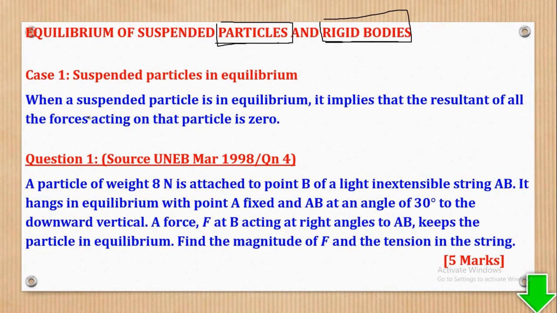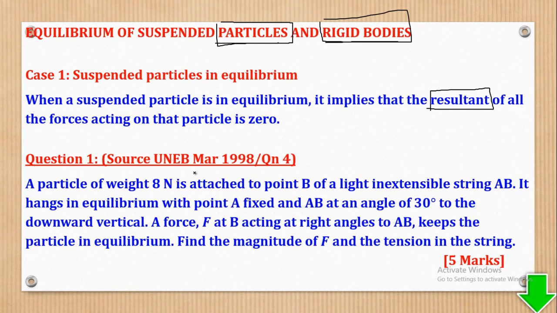So for suspended particles, when they are in equilibrium, the condition is that the resultant force must be 0. Now resultant force being 0, it means that when you resolve horizontally, forces to the left are equal to forces to the right, and when you resolve vertically, upward forces are equal to downward forces. So with that knowledge, I'll go to this question.